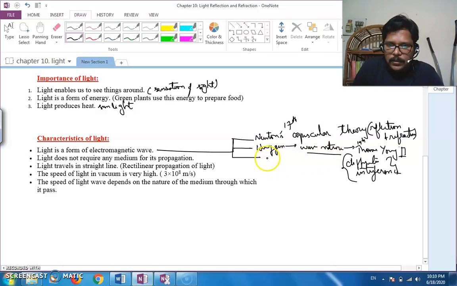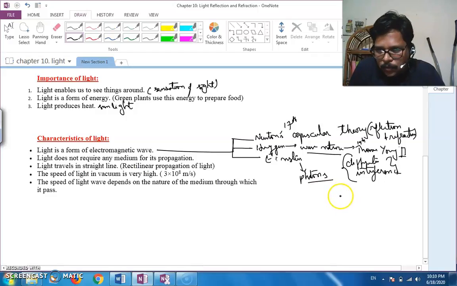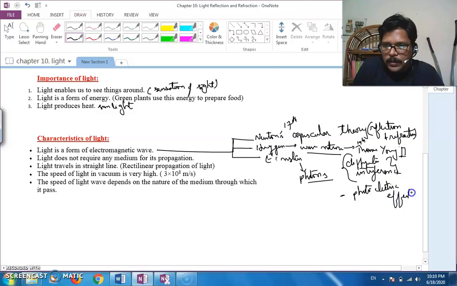Later on, in the 20th century, Einstein once again considered light to consist of very minute energy particles which are massless, and he called them photons. When these photons interact with matter, some amount of energy is exchanged. He used this concept to explain the photoelectric effect. So to explain the photoelectric effect, he considered light to be made up of photons.